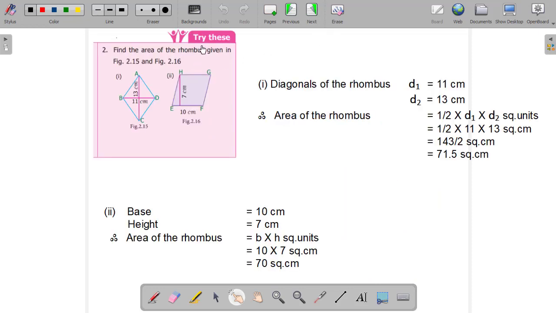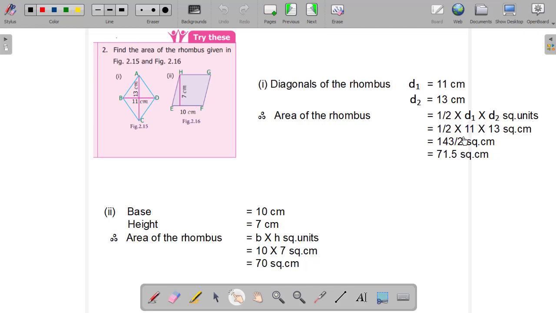Let us do this second sum and try this. Find the area of the rhombus given in figure 2.15 and figure 2.16. First take the first figure. In the first figure, 2 diagonals of the rhombus are given. So diagonals of the rhombus D1 is equal to 11 centimeter, D2 is equal to 13 centimeter. So what is the formula to find the area of the rhombus when diagonals are given? That is half into D1 into D2 square unit.